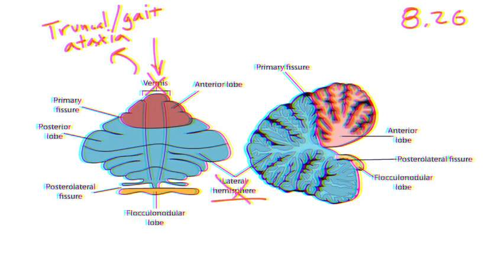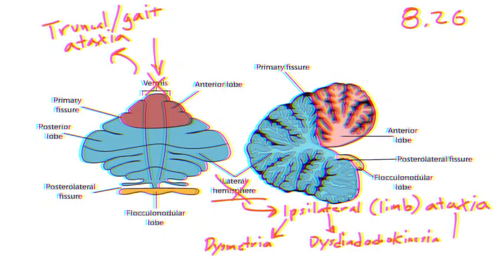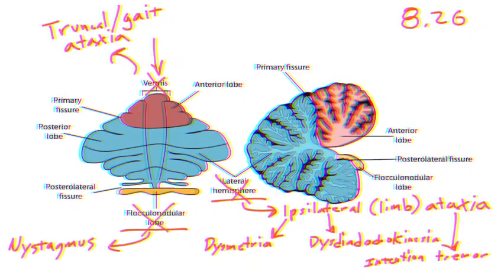Now, if you lesion the lateral hemispheres, then you will get ipsilateral limb ataxia. Symptoms of limb ataxia include dysmetria, dysdiadochokinesia, and intention tremor. We will discuss these symptoms and what they look like more on the next slide. On the bottom, we can see the flocculonodular lobe, and this is involved in eye movements. If this is lesioned, the patient will demonstrate nystagmus, or repetitive, uncontrolled eye movements.